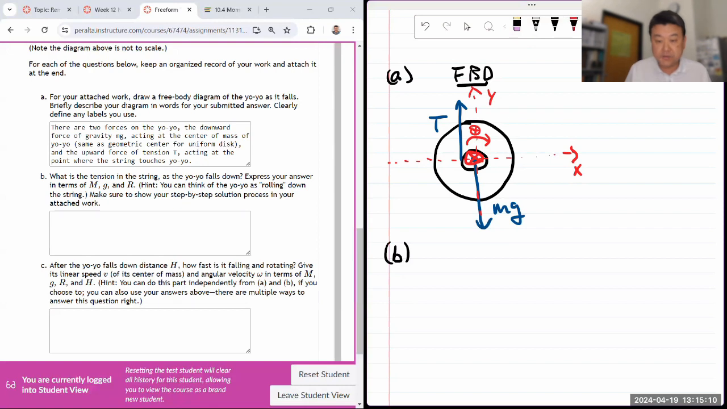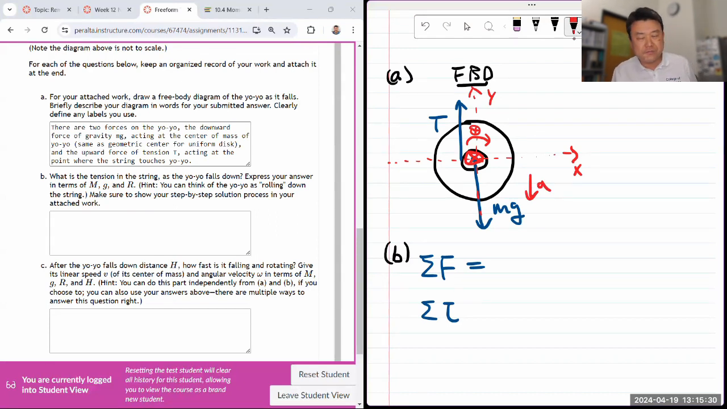Finally, I need to write down my net force equation and net torque equation. So net force, upward and down. Let me call down positive, because my acceleration will be downward. Technically I should have labeled downward as x, but I don't really need to deal with x and y distinctly, so I'll just wing it. So net force, downward being positive, is going to be mg minus tension is equal to mass times acceleration.